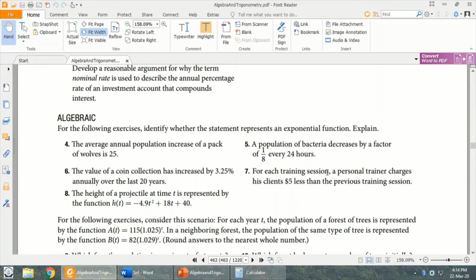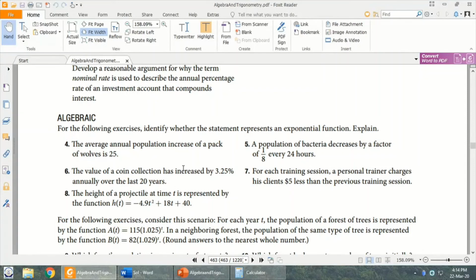Every 24 hours it is going to be decreasing by this rate, so it is exponential decline. Now again, problem 6 says that the value of a coin collection has increased by 3.25% annually over the last 20 years. As you can see, this increase is always expressed in percentage, but since it is annual, the value of the coin collection has increased annually over the last 20 years.